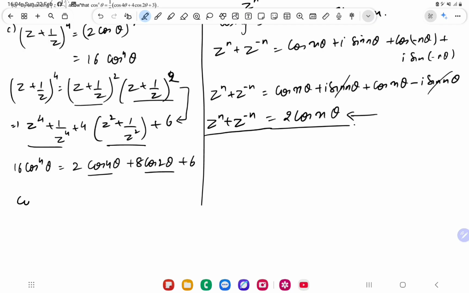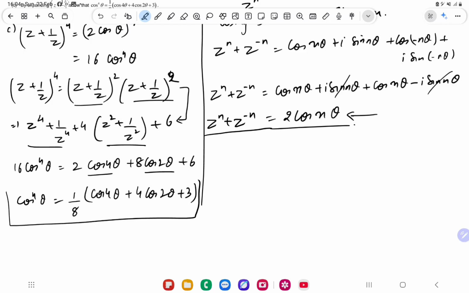because I can write these two as these two terms. It means cos to the power 4 theta is 1 upon 8 times cos 4 theta plus 4 cos 2 theta plus 3. This is what we had to prove. Let's move to the next part.